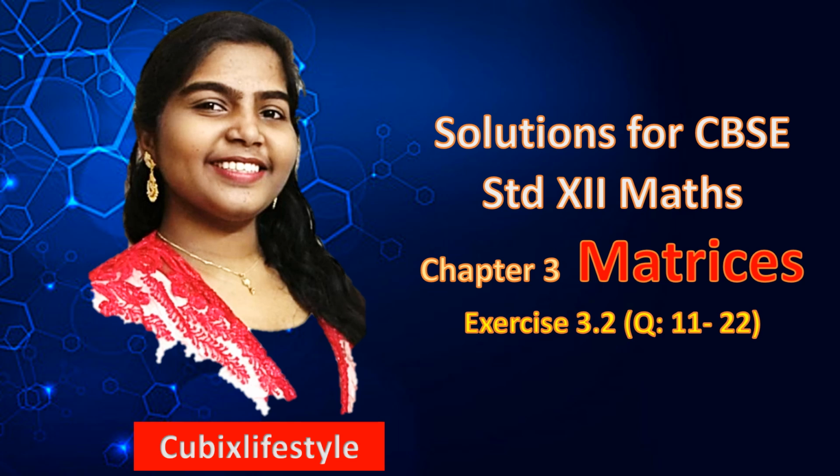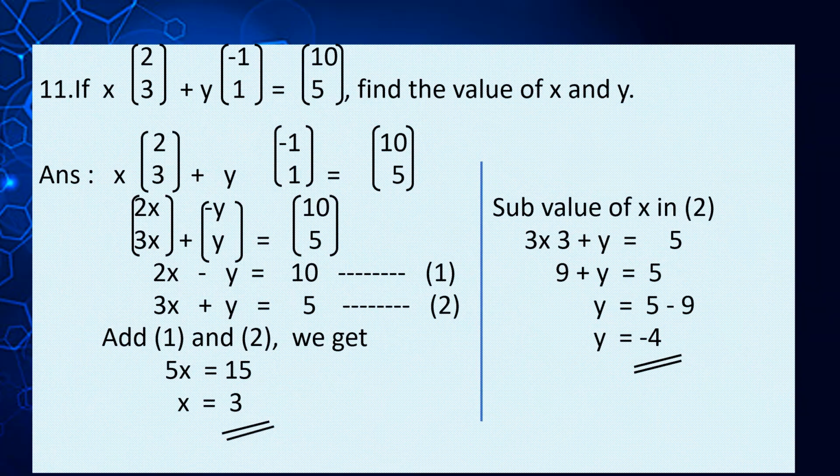I'm Fabe and today I'm here with the solutions for CBSE Standard 12 Mathematics, Chapter 3 Matrices, Exercise 3.2, question number 11 to 22. 11th question. If x into [2, 3] plus y into [-1, 1] is equal to [10, 5], find the value of x and y.